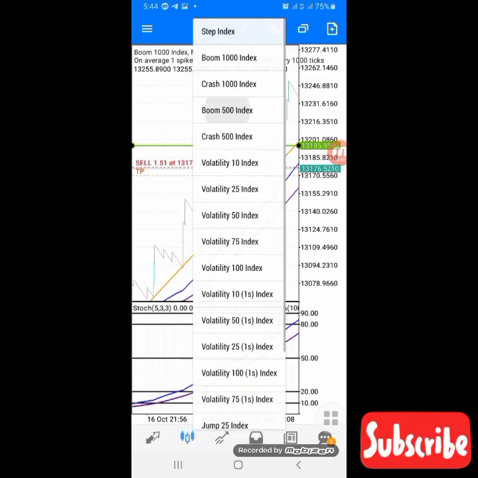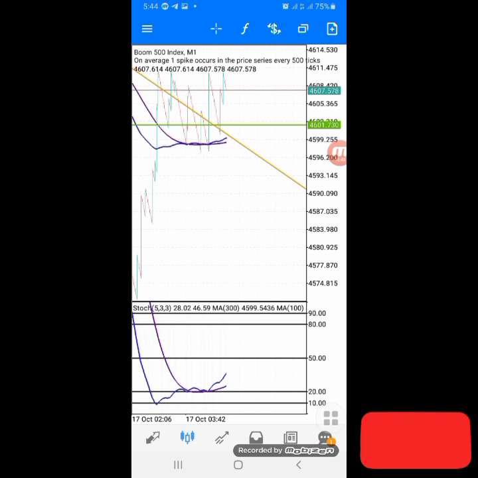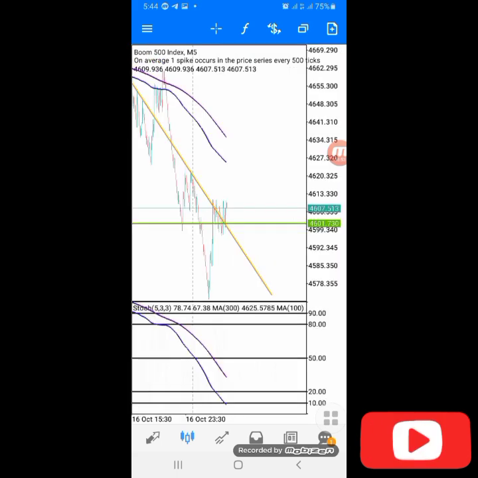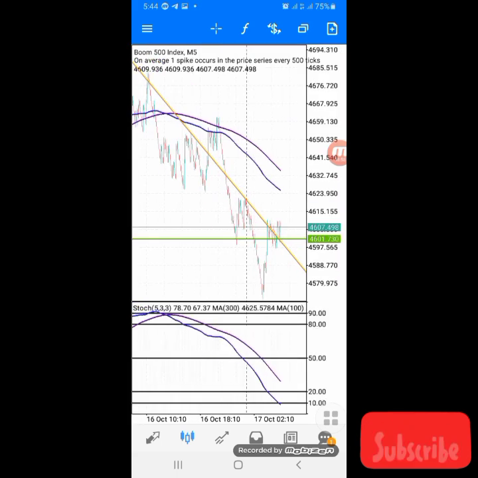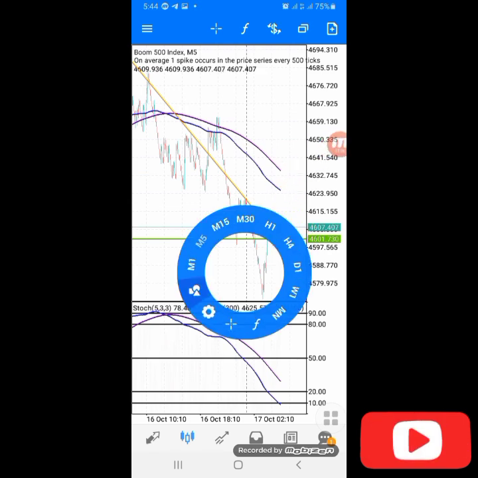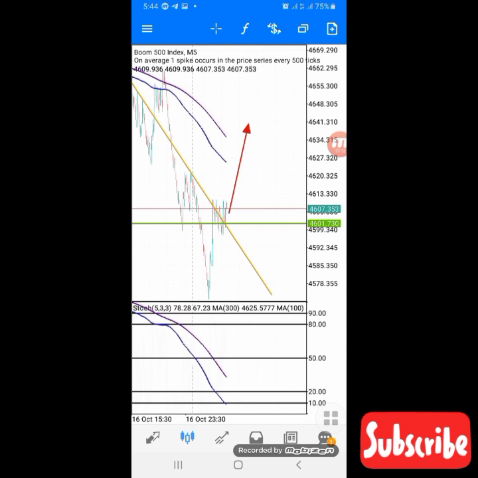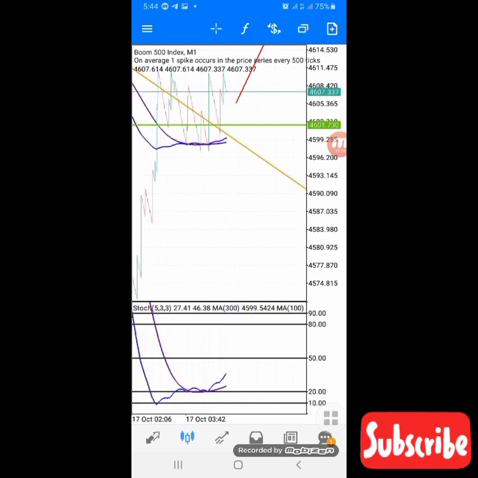Let's check on Boom 500. This one also is ranging. Look at this, it is ranging, so you can actually, this is an uptrend. This is going to buy. If you know about price action, you see that there is already a trend breakout here, so we should expect a spike upside. That's what we should expect in this market. We should expect a spike going upside like this. All right, so you don't want to enter this trade because it doesn't meet any requirements.